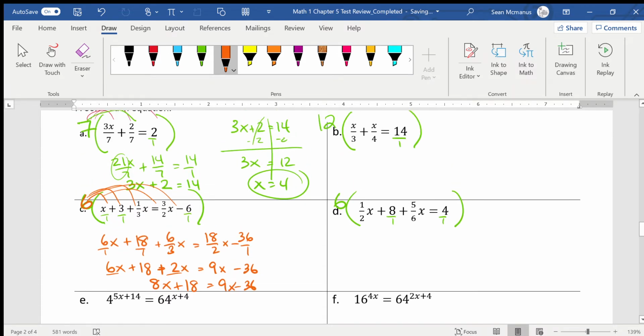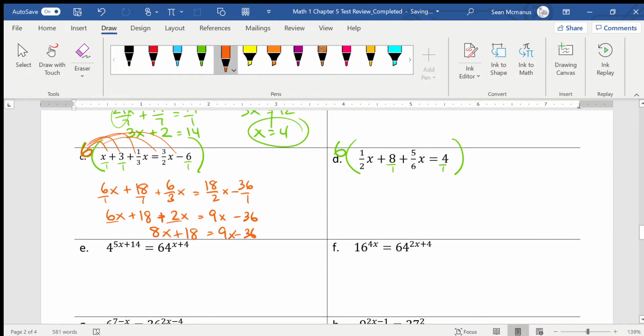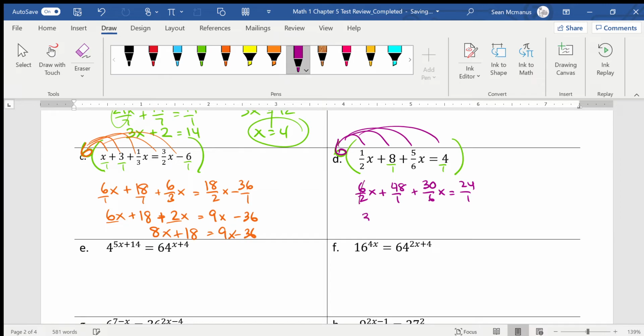And then one more. I'll do D because it looks a little bit harder. So my common denominator was 6, and I'm going to multiply that all the way through. So 6 over 2x plus 48 over 1. 6 times 5 is 30 over 6x equals 6 times 4 is 24 over 1. So just multiply every single number on the top by 6. And now these will divide out, right? 3x plus 48 plus 30 divided by 6 is 5x equals 24. So 8x plus 48 is 24.